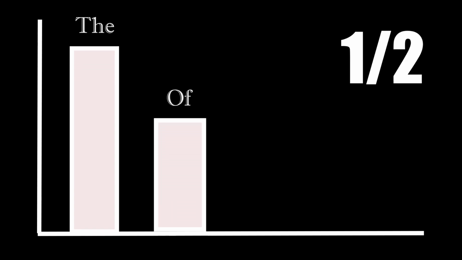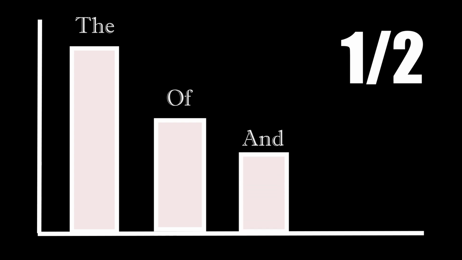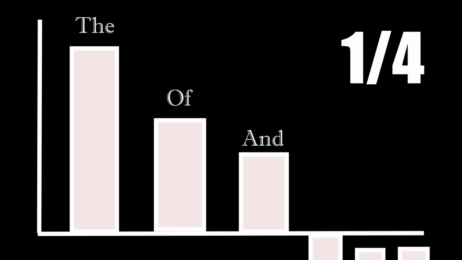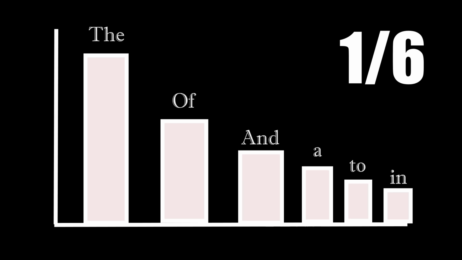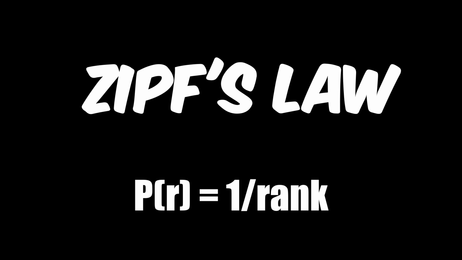The is the most frequently used word in English language. The second most common word, of, appears about half as often as the. The third, and, shows up roughly 1/3 as often, and the pattern continues. By plotting these word frequencies on a chart, we observe a distinct pattern. This phenomenon is known as Zipf's law, and it is not unique to English language.